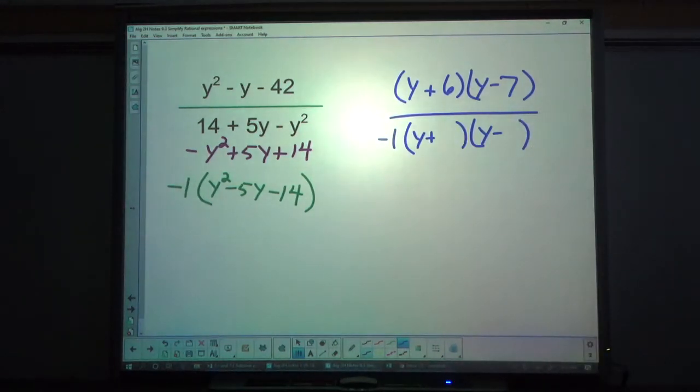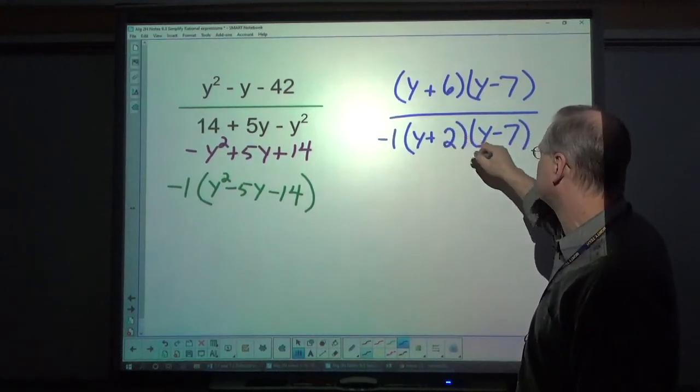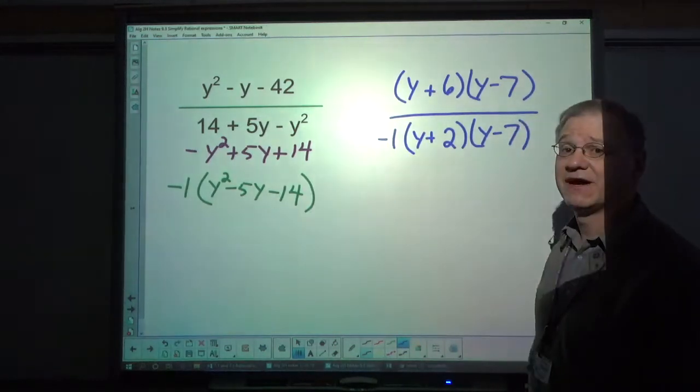Multiplies to 14, differs by 5, 7 and 2. Now likely the 7's going to be here and the 2's here. That's going to give me a negative 5. It sure worked.